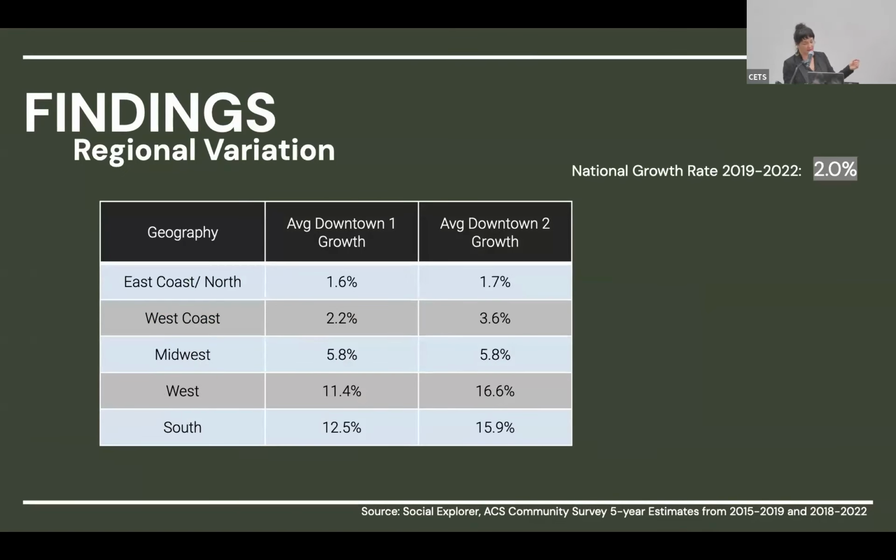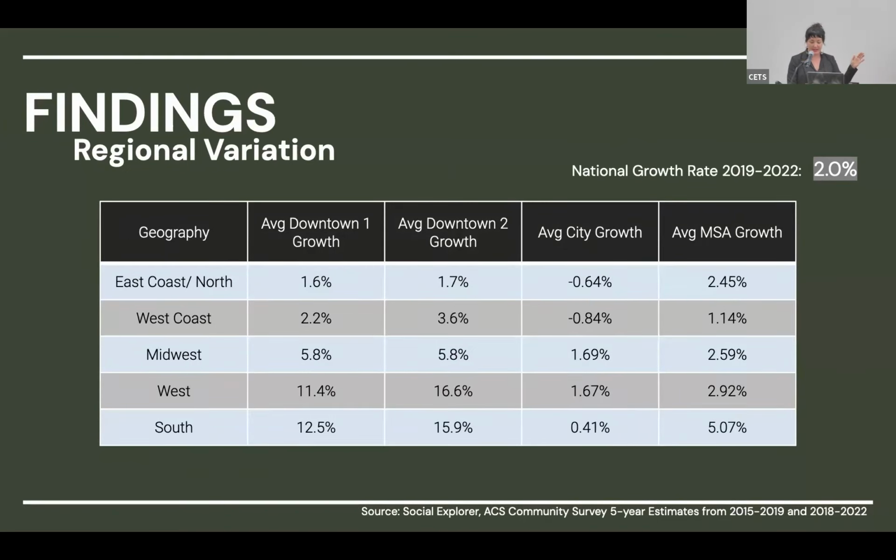These are the averages for our study cities by region. Remember that the national average for just general growth in the country is 2%. So East Coast downtowns are not doing so hot. But Midwest downtowns are growing at double the national rate, and the downtowns of the cities in the West and the South are eclipsing the national growth average at 5 to 8 times the rate.